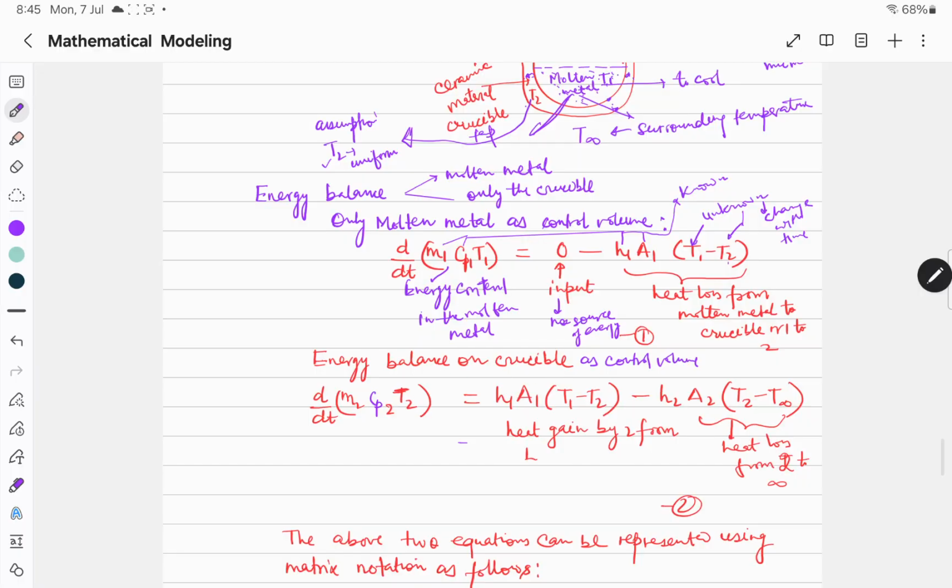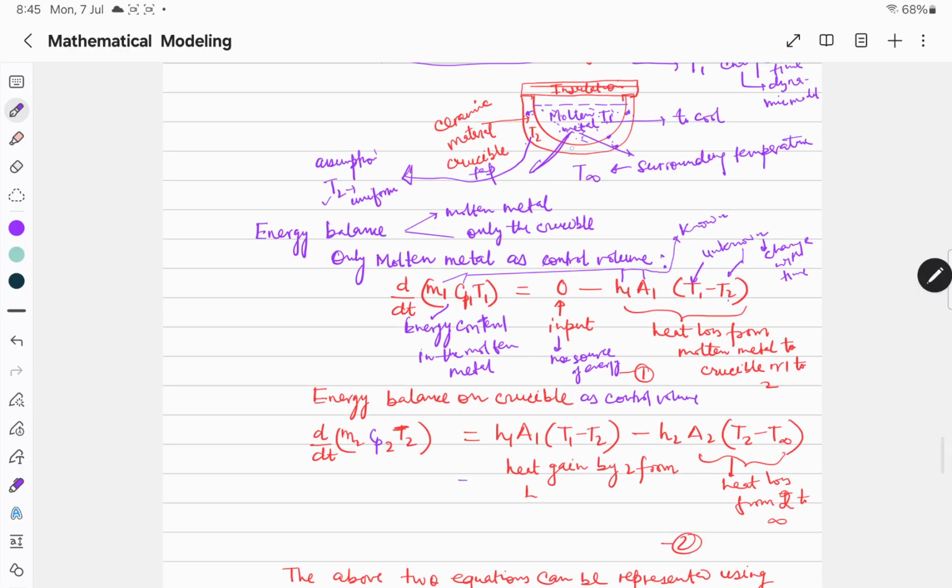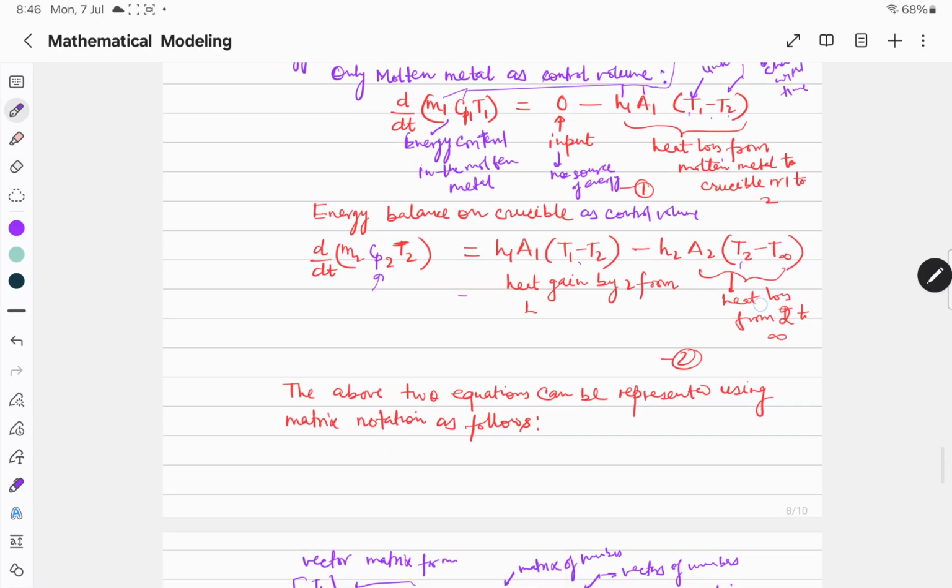Second, the energy balance on the crucible. m2 Cp2 T2 is the energy content of the crucible, so take d/dt of that. The term h1 A1 (T1 minus T2) will be the same, because this is the heat loss from 1 to 2. Whatever heat is lost by the molten metal will be gained by this ceramic crucible. Then minus h2 A2 (T2 minus T infinity), which is the heat lost to the surroundings, so energy out. So these are the two equations.